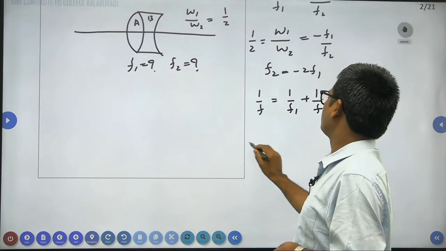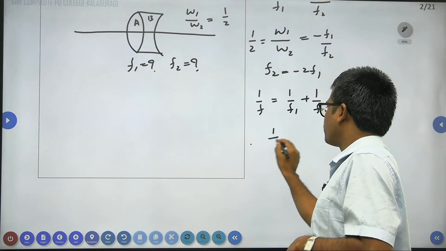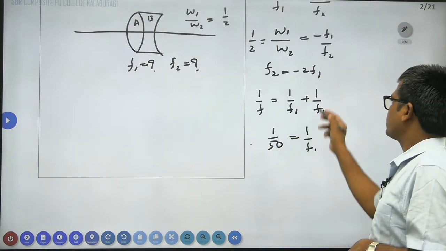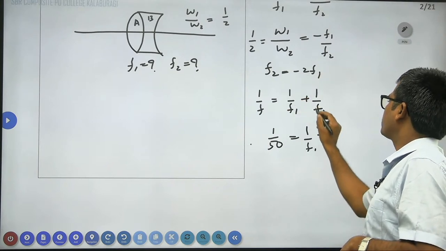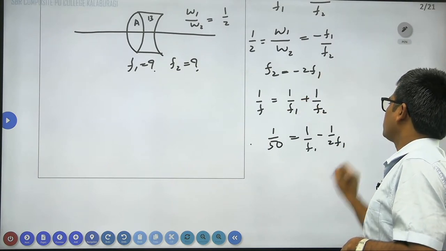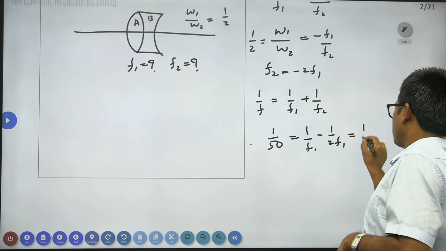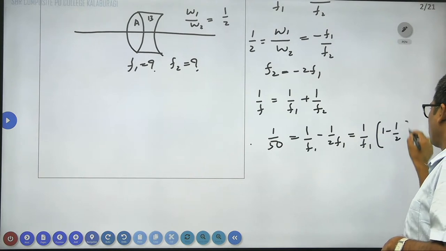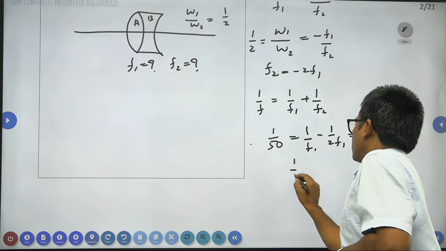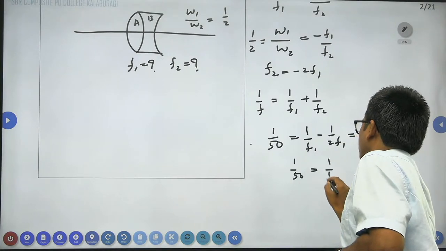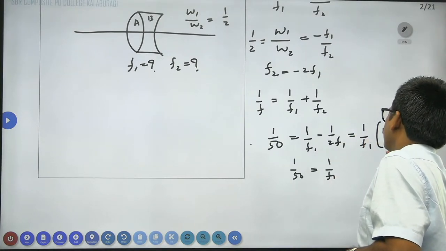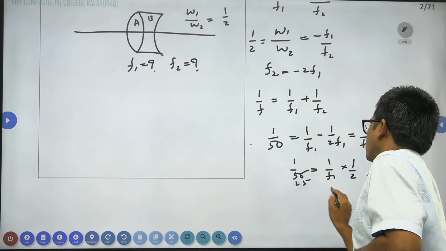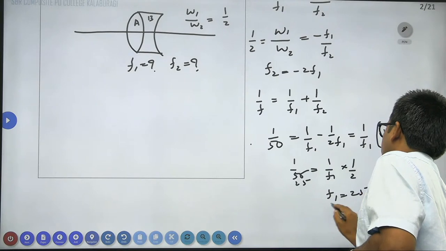So the effective focal length value I'll take here: 1 by 50 is equal to 1 by F1. Then here the F2 value is 2 F1, so it will be 1 by 2 F1. Take F1 common. 1 by F1, if I take common, what will we get here? 1 minus 1 by 2. So 1 by 50 is equal to 1 by F1. Cross multiply, 2 minus 1, 1 by 2. So 2 ones are, and then 2, 25s are. Then what is the F1 value? It is 25.